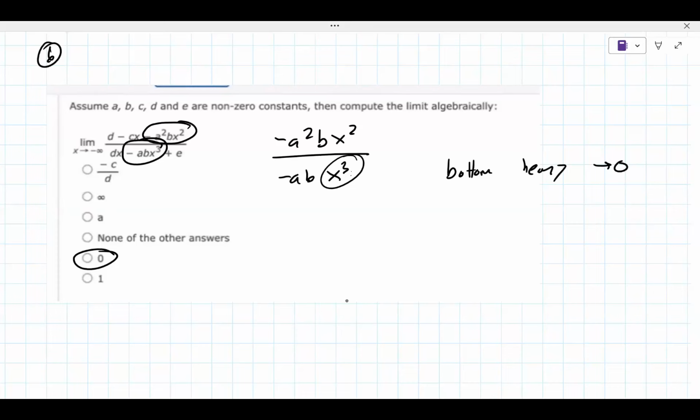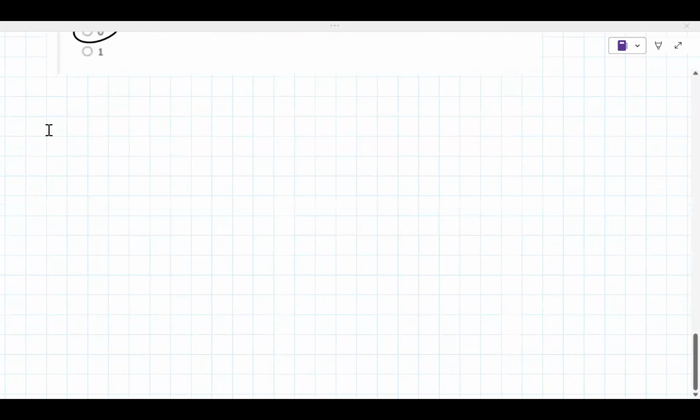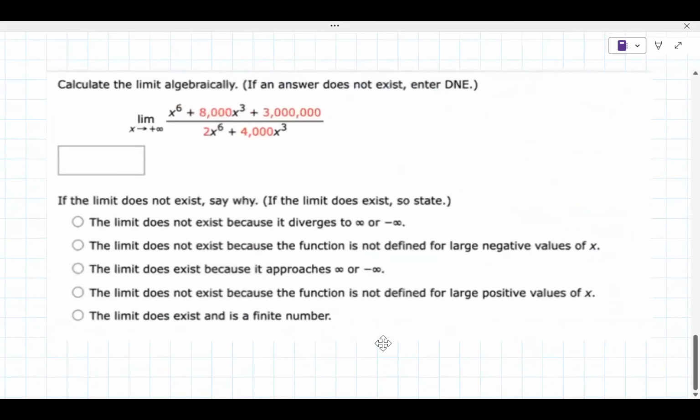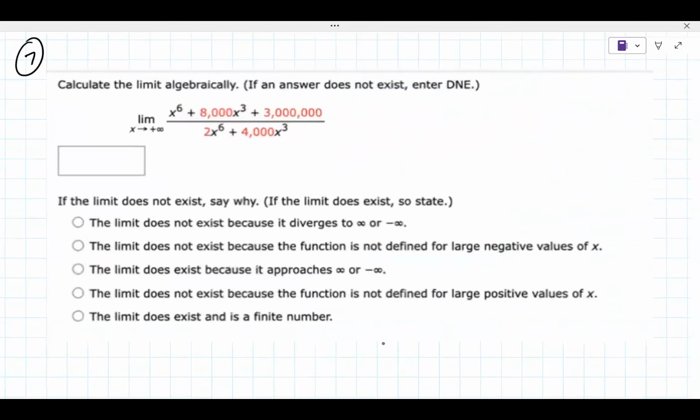Is this one similar to 4? Because we're looking at the limit going to positive infinity. Yeah, we're talking about 7 now. You look to see, is it top heavy or bottom heavy? It's the same. So it's 1x to the 6 over 2x to the 6. It's like 5, where you just look at the ratio of these. And so it is 1/2.